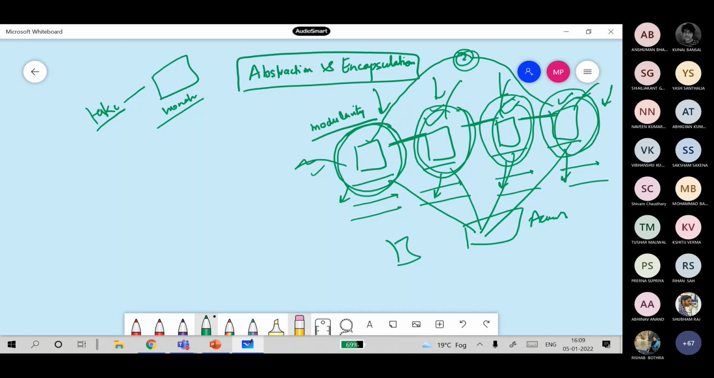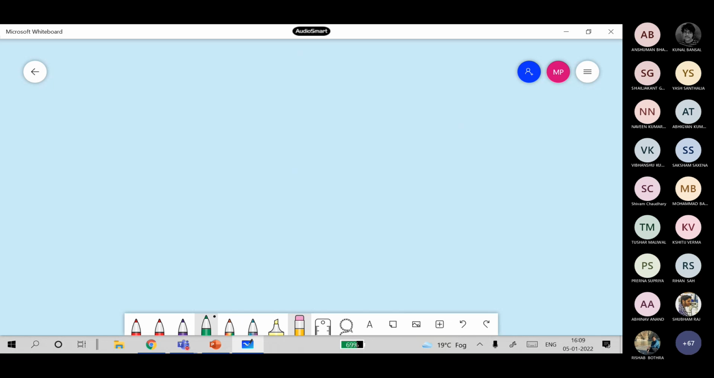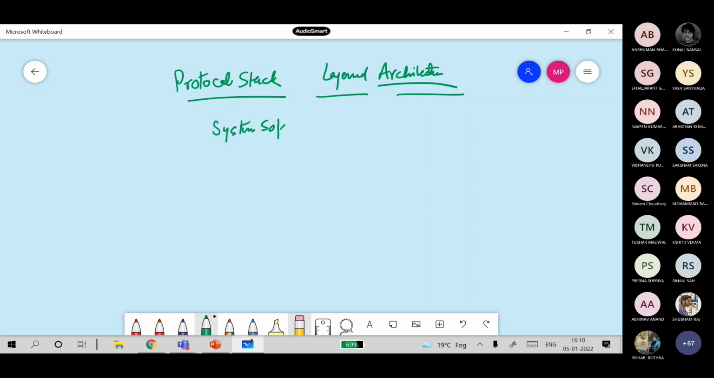That's a virtue of object-oriented design. So when you think about computer networks, you might have heard this term protocol stack or layered architecture. When they were designing and thinking about computer networks, what is a computer network? It's a system software which has to run on every device. And this system software is a huge thing which involves so many things.